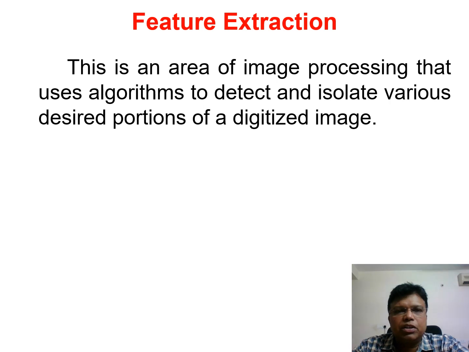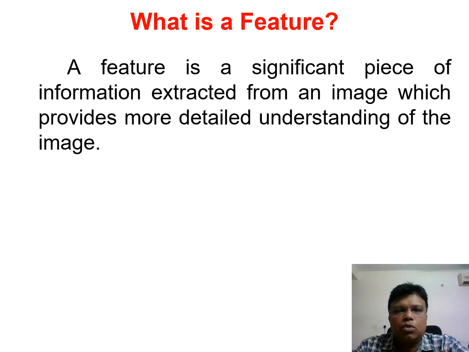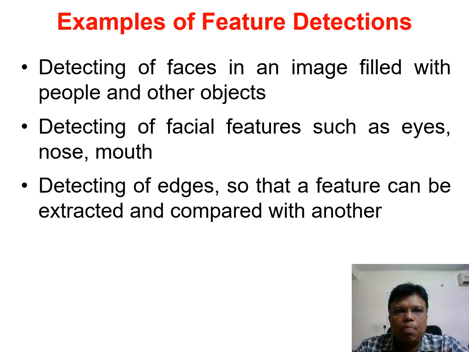Moving on to feature extraction. This is an area of image processing that uses algorithms to detect and isolate various desired portions of a digitized image. So what is a feature? A feature is a significant piece of information extracted from an image which provides a more detailed understanding of the image. Some examples of feature detection are detecting faces in an image filled with people and other objects, detecting facial features such as eyes, nose, mouth, and detecting edges so that a feature can be extracted and compared with another image.